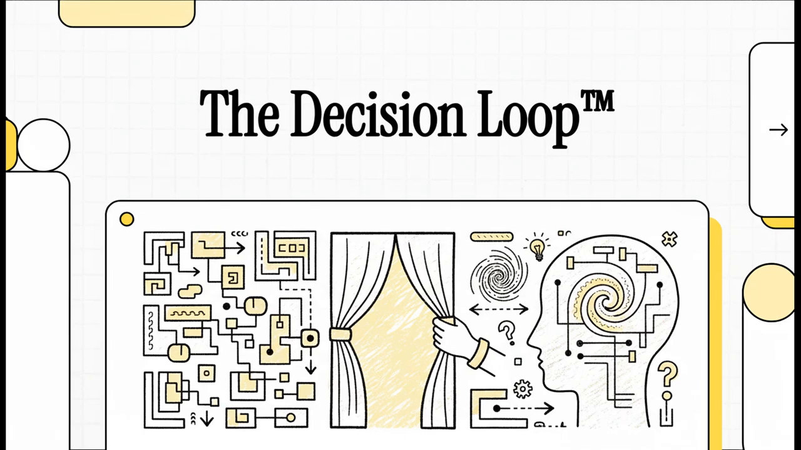So, today we're pulling back the curtain on something fascinating: the architecture of your choices. We're going to look at the hidden blueprint, that internal system that's running your life, a lot of the time without you even realizing it. All right, let's get right into it.